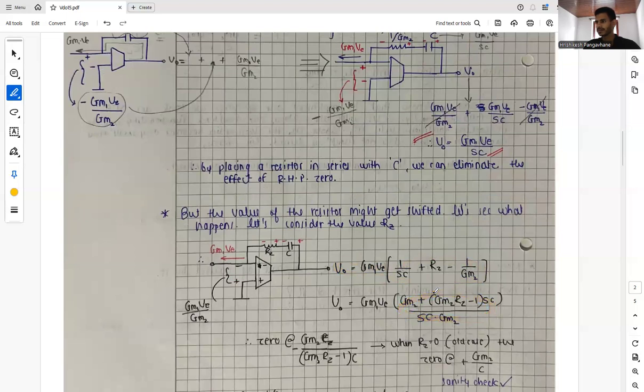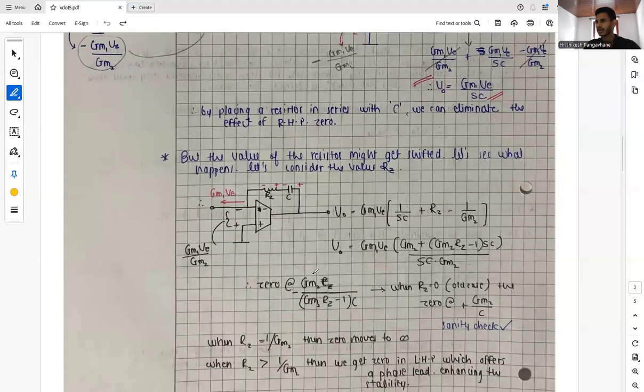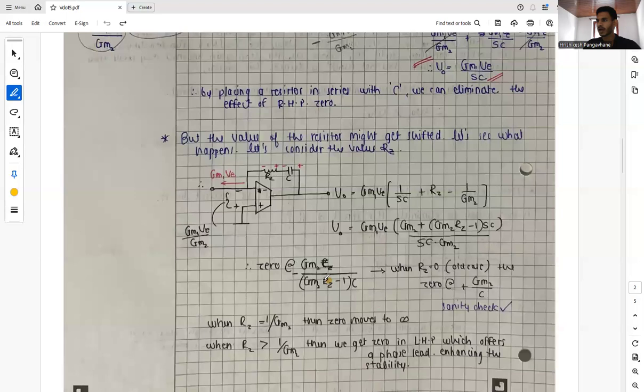After solving a little bit, we can say that we are getting a zero at this position, where it is minus gm2 by (gm2 RZ minus 1) times C. Now this is a left hand plane zero. When RZ is equal to 0, which means there is no RZ, we go back to our original case, and at that time this minus sign gets cancelled by this minus 1, and we get our pole at GM2 by C. Hence we have proved the sanity check.